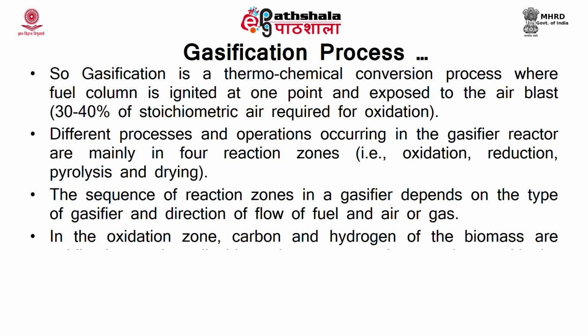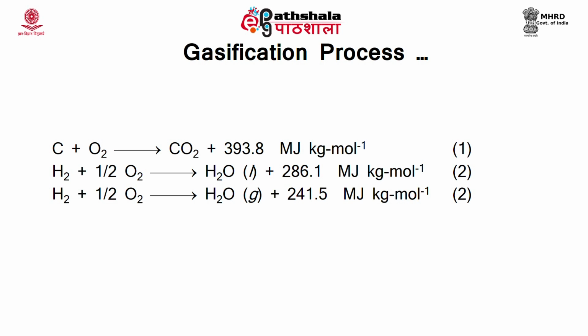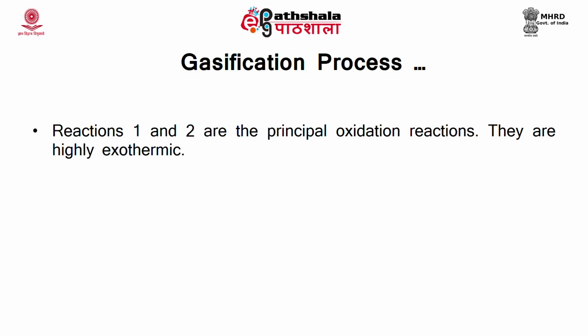In the oxidation zone, carbon and hydrogen of the fuel are oxidized to carbon dioxide and water vapor. So, as per the first equation, C plus O2 gives CO2 plus 393.8 megajoule per kilogram mole. In the second equation, hydrogen plus half O2 gives water in liquid form plus 286.1 megajoule per kilogram mole. It can also produce H2O in gas form. If gaseous vapor is produced, then the energy released is 241.5 megajoule per kilogram mole, adjusted for the conversion to steam. Here, reactions 1 and 2 are the principal oxidation reactions, and these are highly exothermic reactions; the plus sign indicates that energy is released.